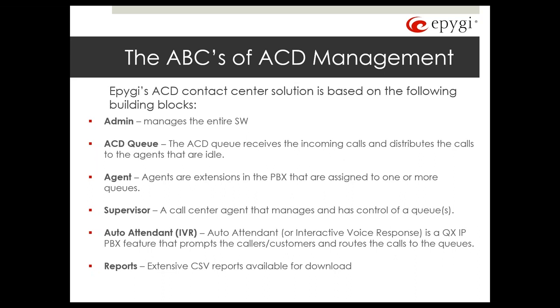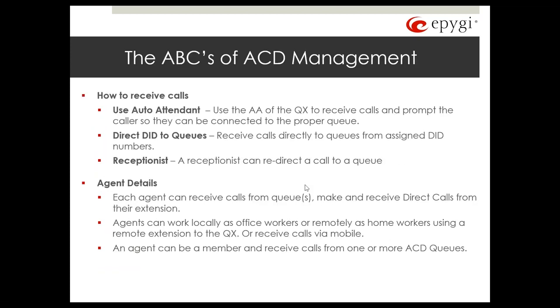And then the incoming calls can go to an auto attendant or an IVR, which is interactive voice response. It prompts the callers to enter, like, 1 for sales, 2 for support, etc. And that way they can be routed to the correct queue. And then we have reports, which are extensive CSV, comma separated values. Those reports are readily opened in a format like Microsoft Excel.